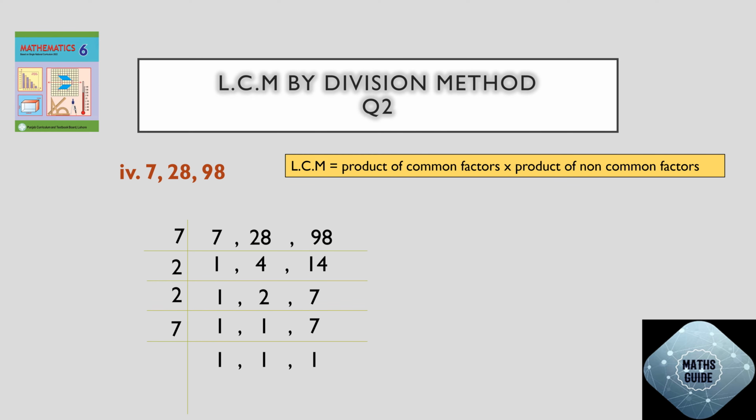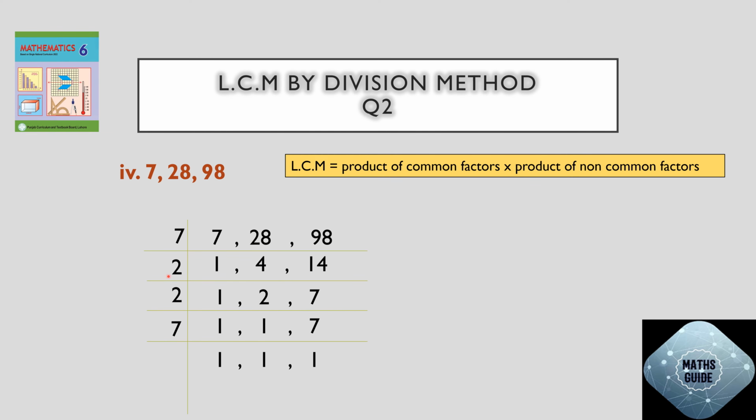As you all know, LCM is a product of common factors into product of non-common factors. So we can find the common factors of these numbers. These numbers 7, 28 and 98 can be divided by 7. It means 7 is the common factor of 7, 28 and 98. When we divide these numbers by 7, we get 1, 4 and 14. Now we have to find out the next prime number which can divide 4 and 14. So the next prime number is 2. And we get 2 and 7.